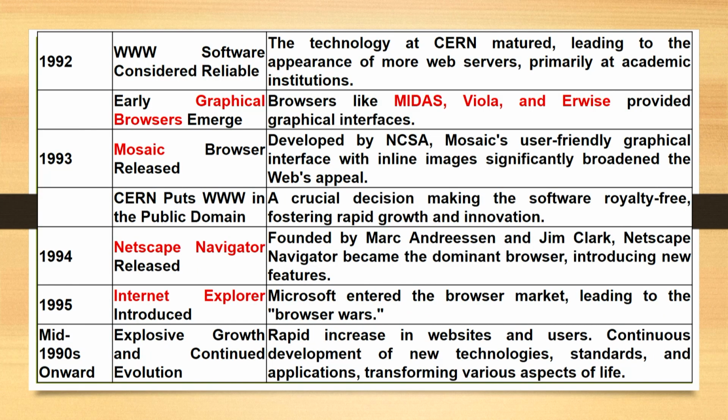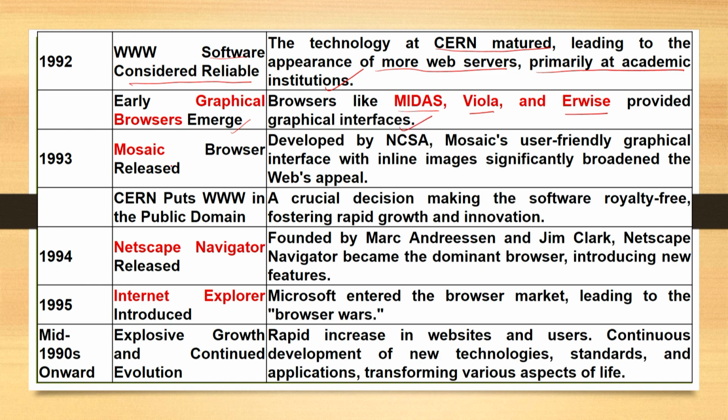In 1992, WWW software was considered reliable. The technology at CERN matured, leading to the appearance of more web servers, primarily at academic institutions. Early graphical browsers emerged. These are Midas, Viola, and Erwise, which provided graphical interfaces.